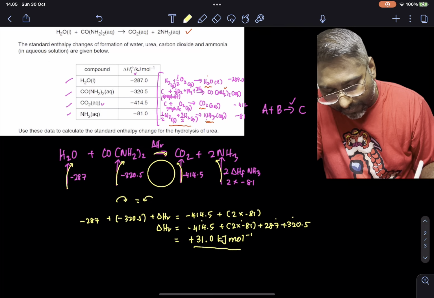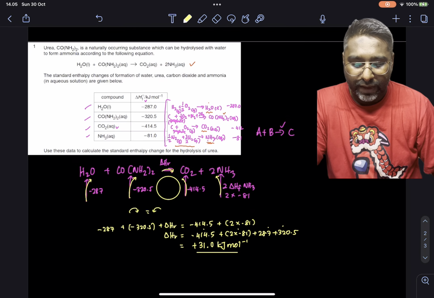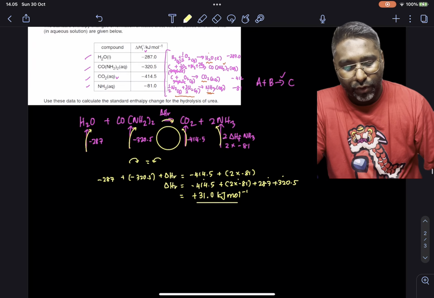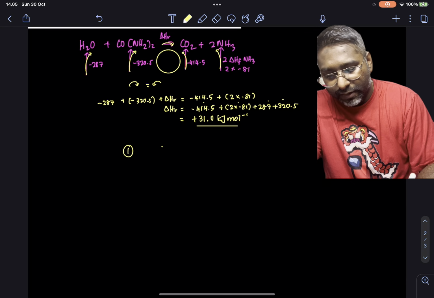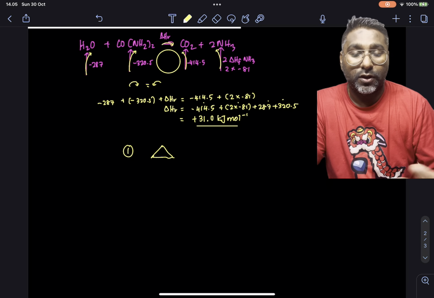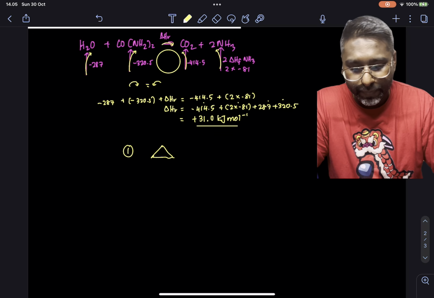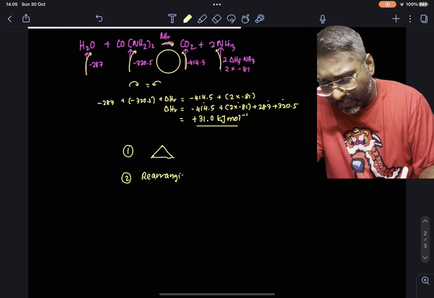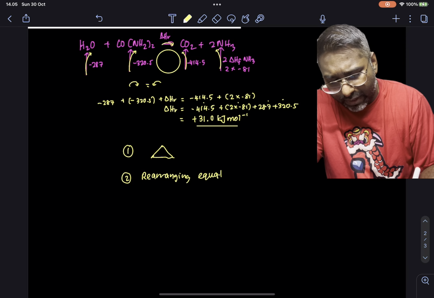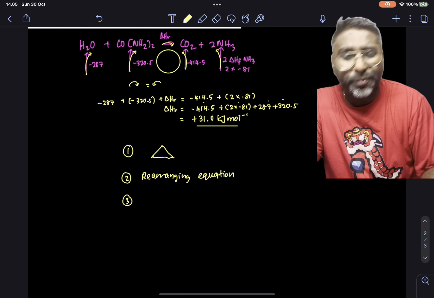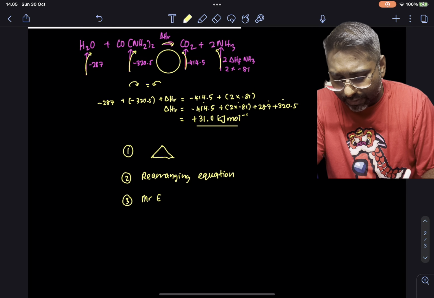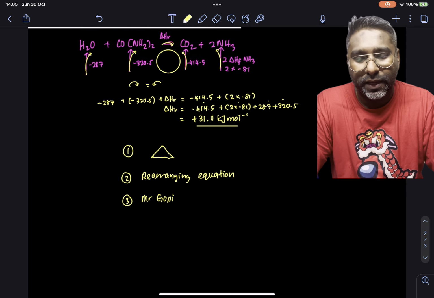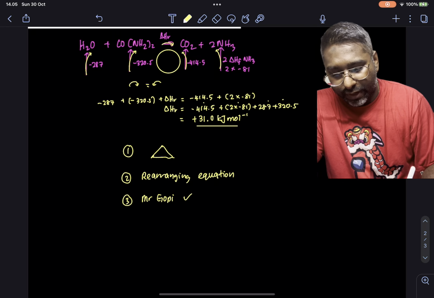Basically, it is telling us that in the same question, you can apply 3 different methods. The first method is drawing the Hess's law cycle, the enthalpy cycle. The second method is rearranging the equation. And the third method, you can call it Mr. Gopi's method, the formation method. If it is formation, put the arrow, and then you put whether they are clockwise or anti-clockwise, and you try to solve it.